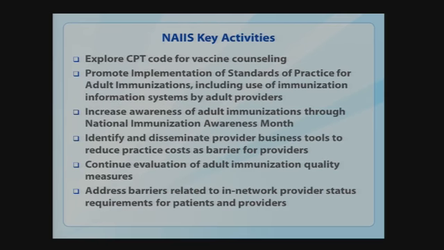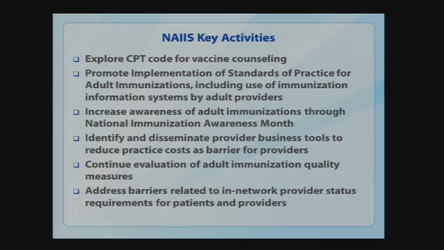As I mentioned, one of the key things is not just convening all these key stakeholders, but actually leaving the meetings with action-oriented plans that we intend to do the year after this program. And I just want to share a couple of those with you. The members have committed to exploring a CPT code for vaccine counseling, to promote implementation of standards of practice for adult immunizations, to actually increasing awareness of adult immunizations through multiple venues, but in particular through the National Immunization Awareness Month that you've just heard about.